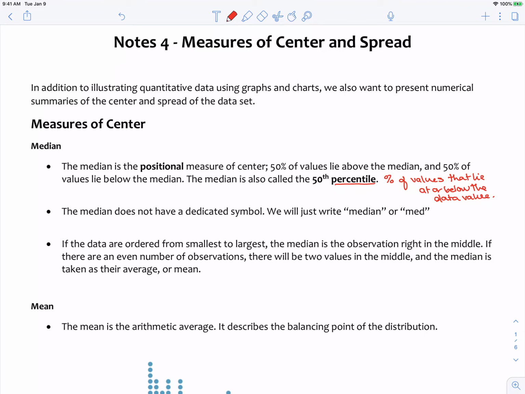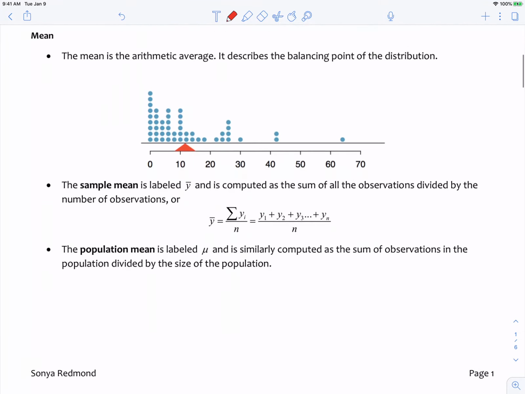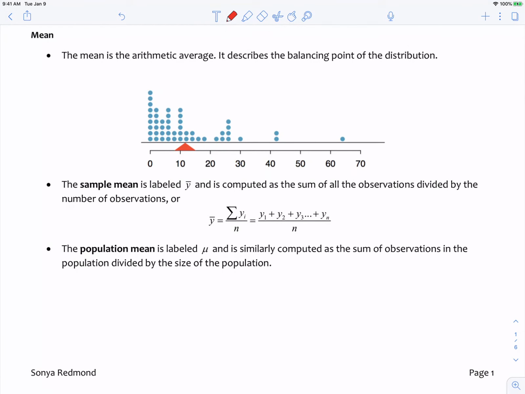Okay, so the mean is also referred to as the arithmetic average. It's usually what we're referencing when somebody says the average of some set of values. And it describes the balancing point or fair share value of a distribution. The sample mean is labeled with Y bar, and it is computed as the sum of all the observations divided by the number of observations.